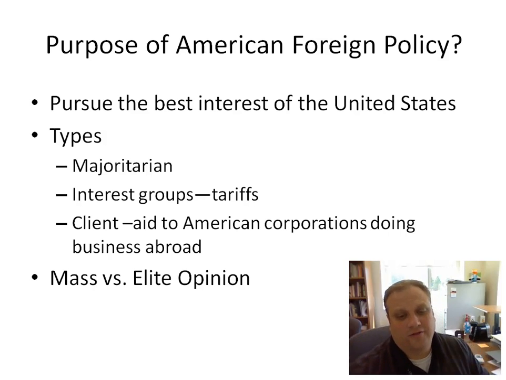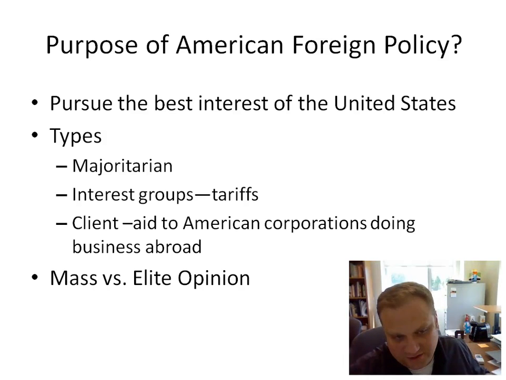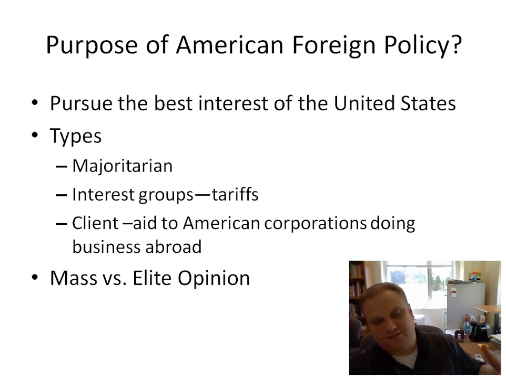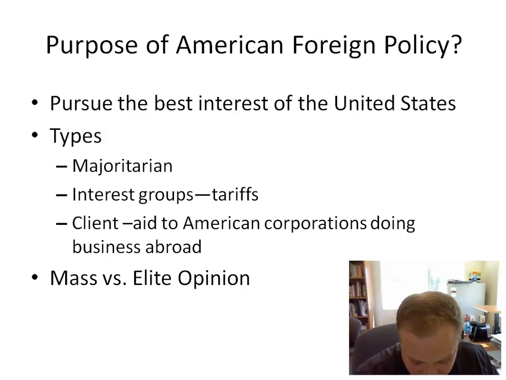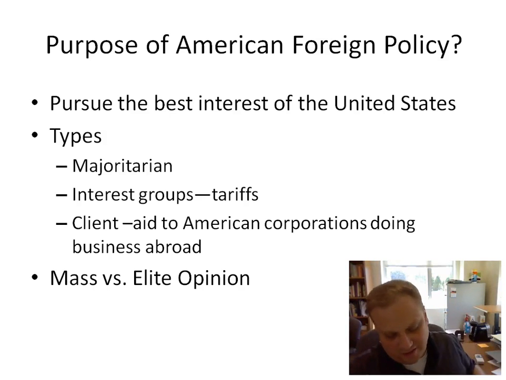So another example of the types of politics influencing foreign policy is called client politics. In client politics, the United States provides some form of aid to an American company that does business overseas, because it helps the United States achieve some of its foreign policy goals. And that aid goes directly to the firms and helps them without spreading the cost around like a tariff.